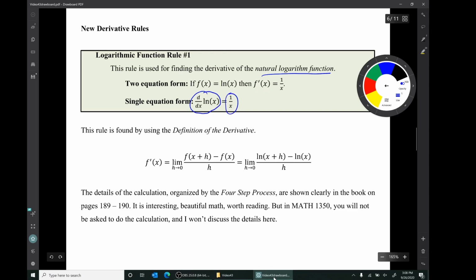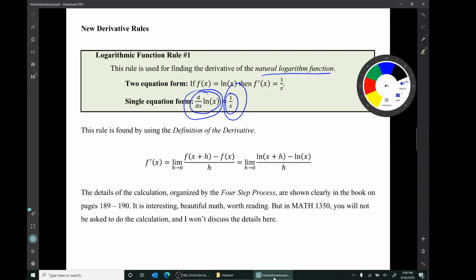Now here I should make something very clear. You have to be careful how you read that equation. Notice the d over dx goes with the ln of x. It does not go with the 1 over x. On the left side of this equation, we have d over dx of ln of x. On the right side of the equation, we have 1 over x. We do not have the d over dx symbol here on the right side.